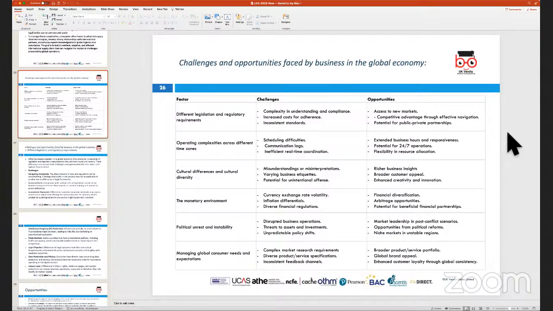Now, when we look at the second point, operating complexities across different time zones, what are the challenges? Think of things like scheduling differences, communication lags, and inefficient real-time coordination. So, for example, when we have call centers and certain operations being outsourced from the UK to the Far East, the time difference is 5-6 hours. In certain cases, what tends to happen is that some of these teams work without supervision from the UK side when they're offering these services, because they are a couple of hours ahead of UK time.